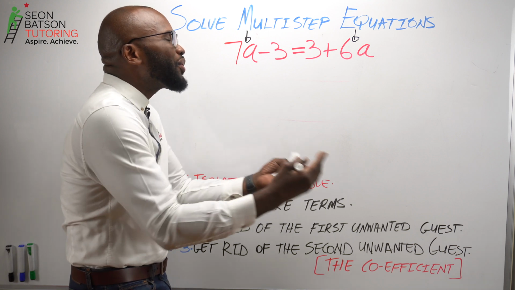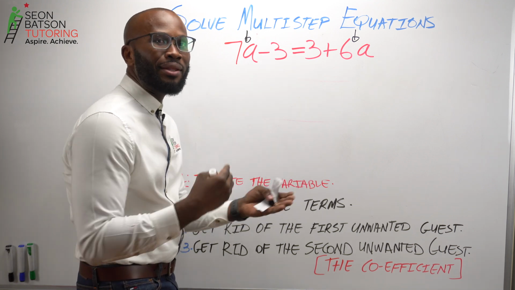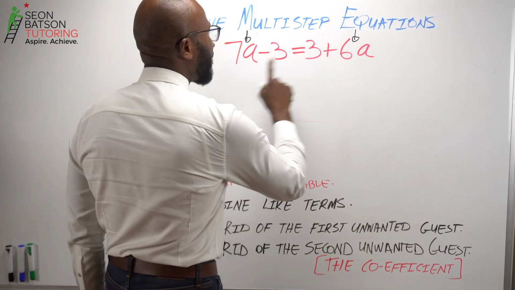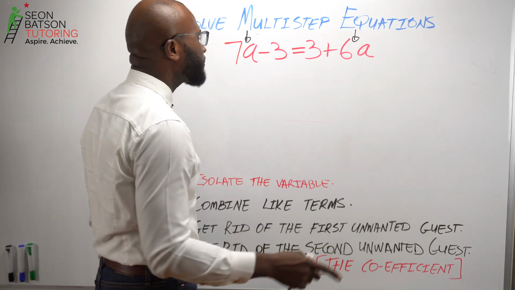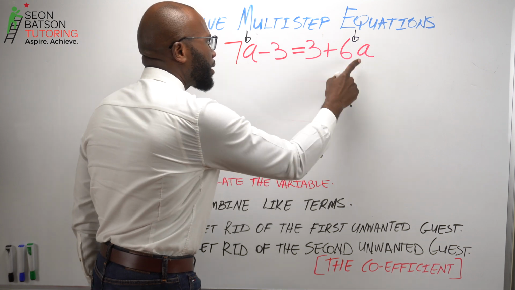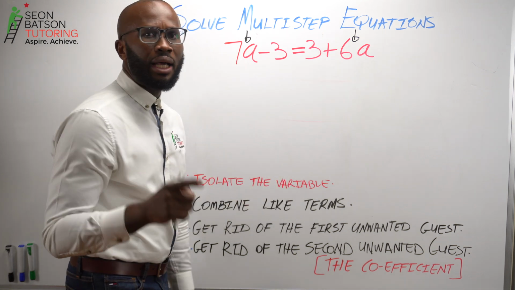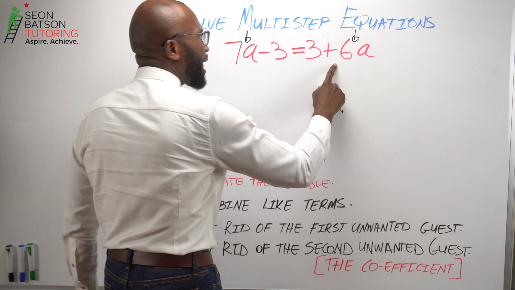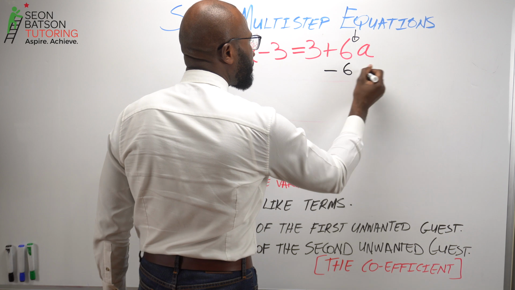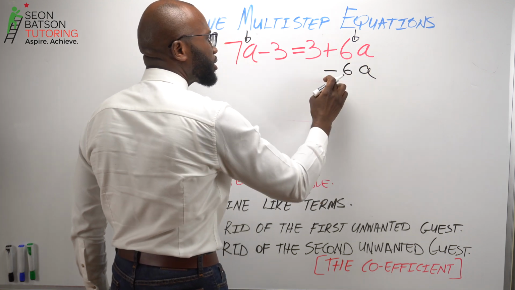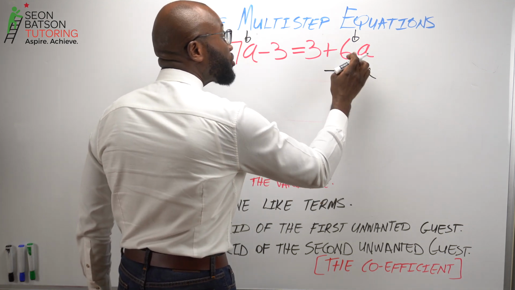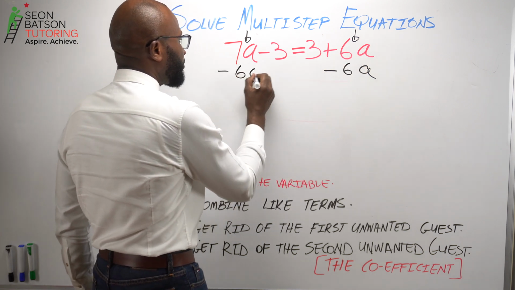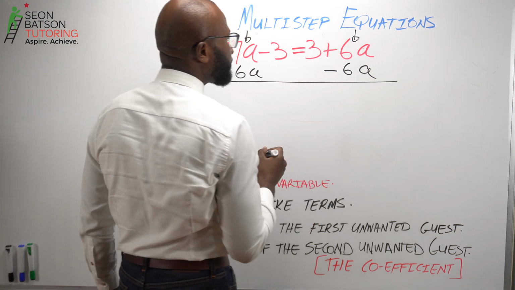But you guys know me by now. I like to combine the terms that have variables first. So let's combine the 7a and the 6a. Don't forget, since we're combining terms that are on opposite sides of the equation, I have to use the opposite operation. Since this 6a is adding on, I'm going to subtract 6a here, right? The 6a is adding on, so I subtract the 6a from the right side. If I subtract 6a from the right side, I must subtract 6a from the left side.